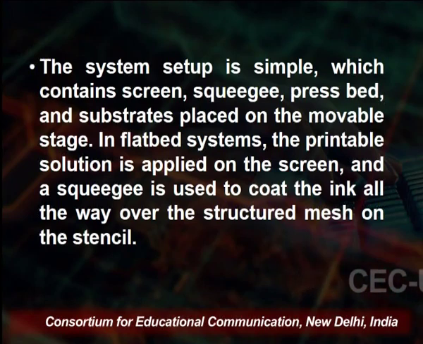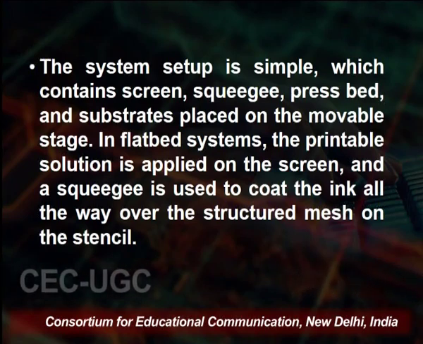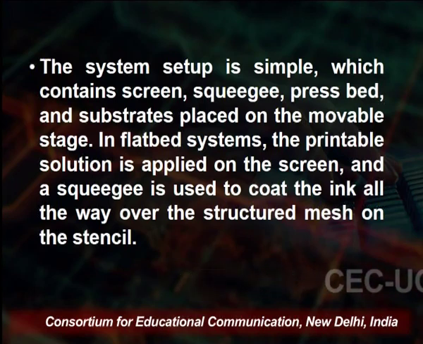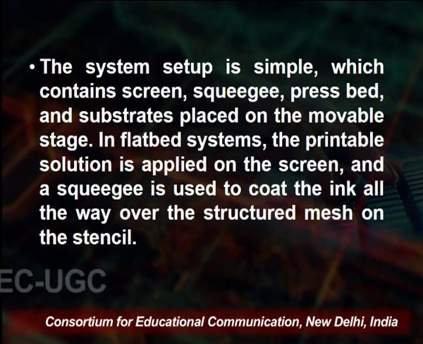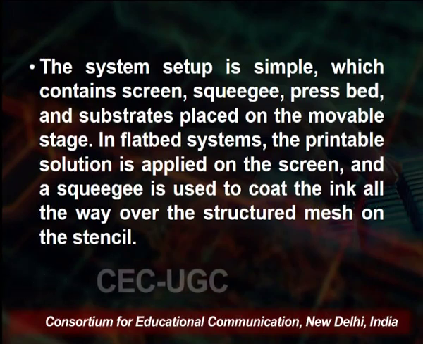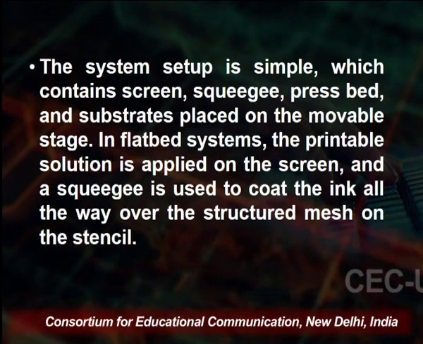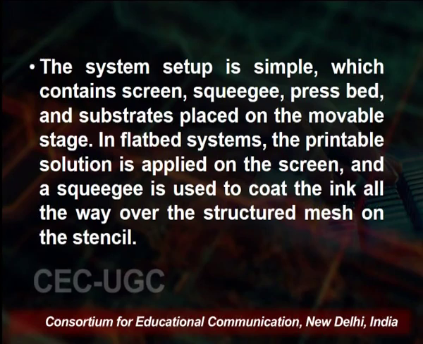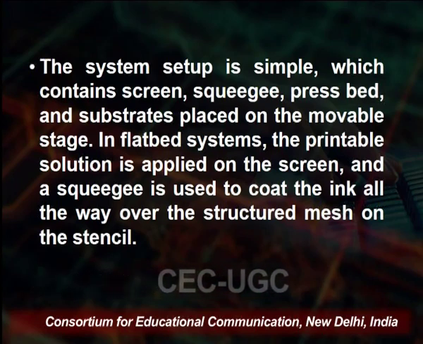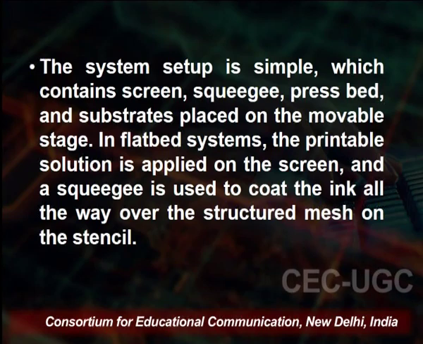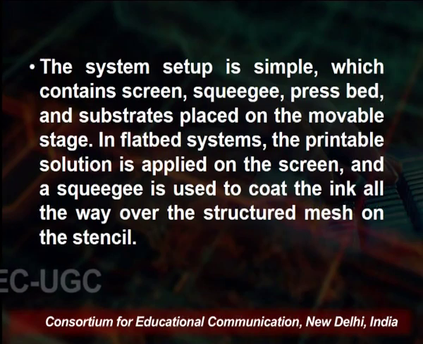So the system setup is very simple, which contains the screen, squeegee, press bed and the substrate placed on a movable stage. In the flatbed system, the printable solution is applied on the screen, and the squeegee is used to coat the ink all the way over the structure mesh on the stencil.